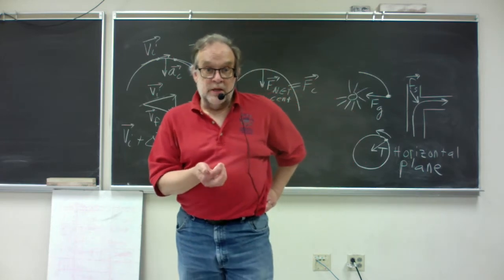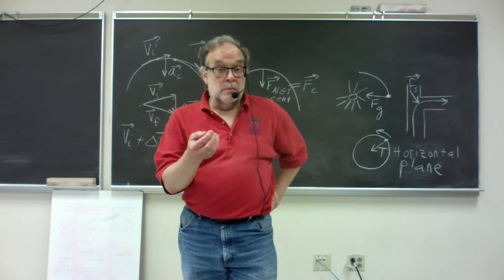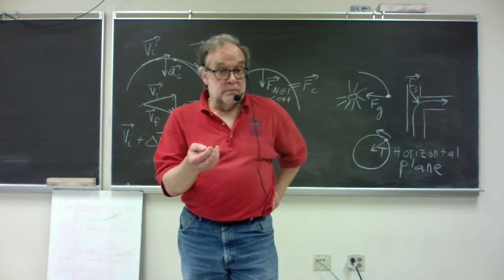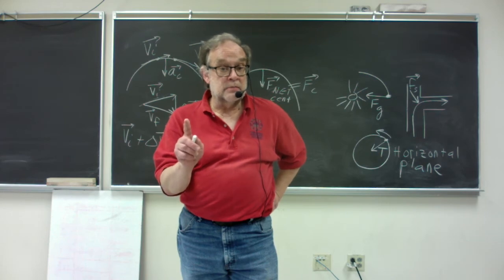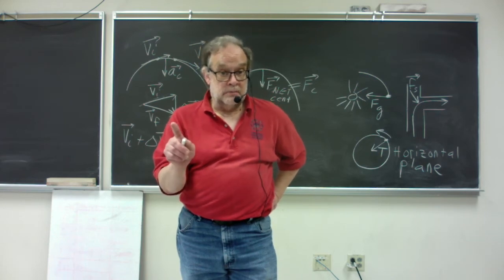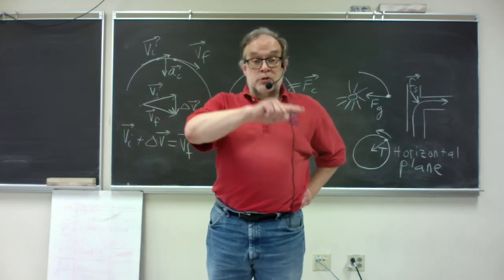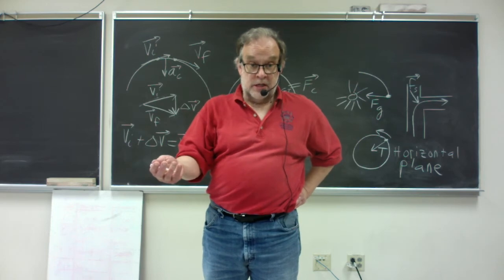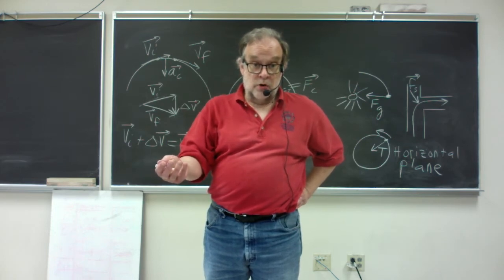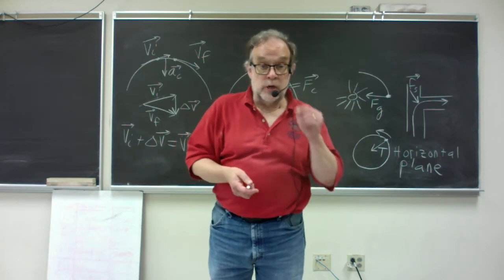By uniform, we mean the speed stays the same. But since it's circular motion, even though the speed is staying the same, the velocity is still changing. So there's still an acceleration. As an object moves along its circular path, the direction of its velocity changes. Or, in other words, the velocity changes, and that means acceleration.